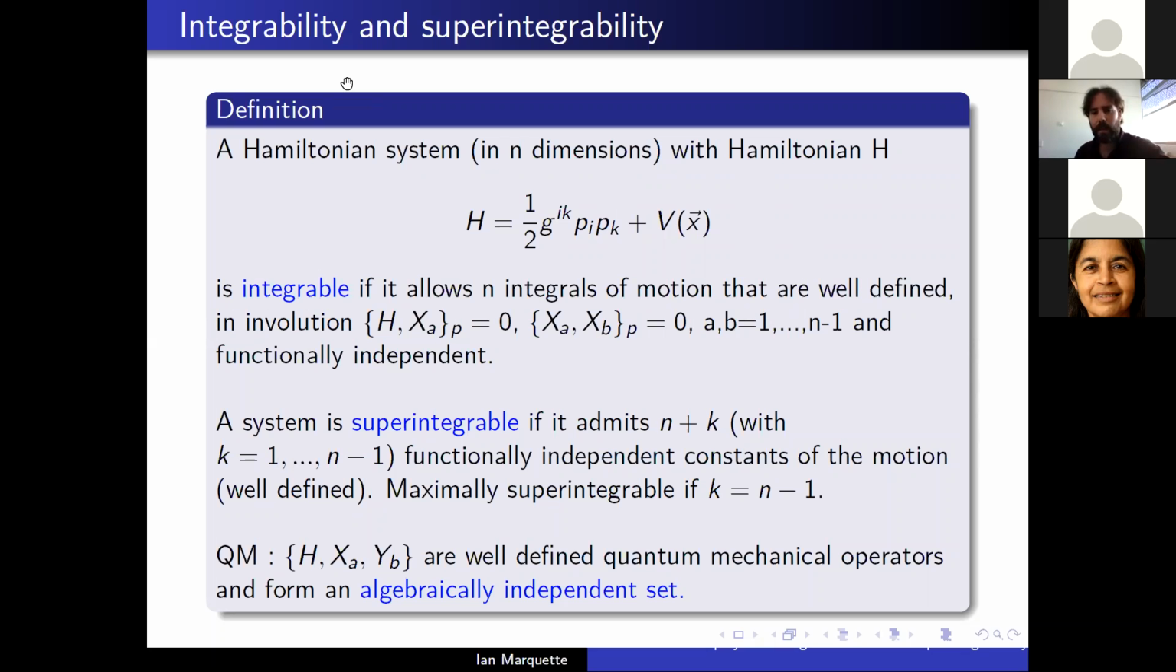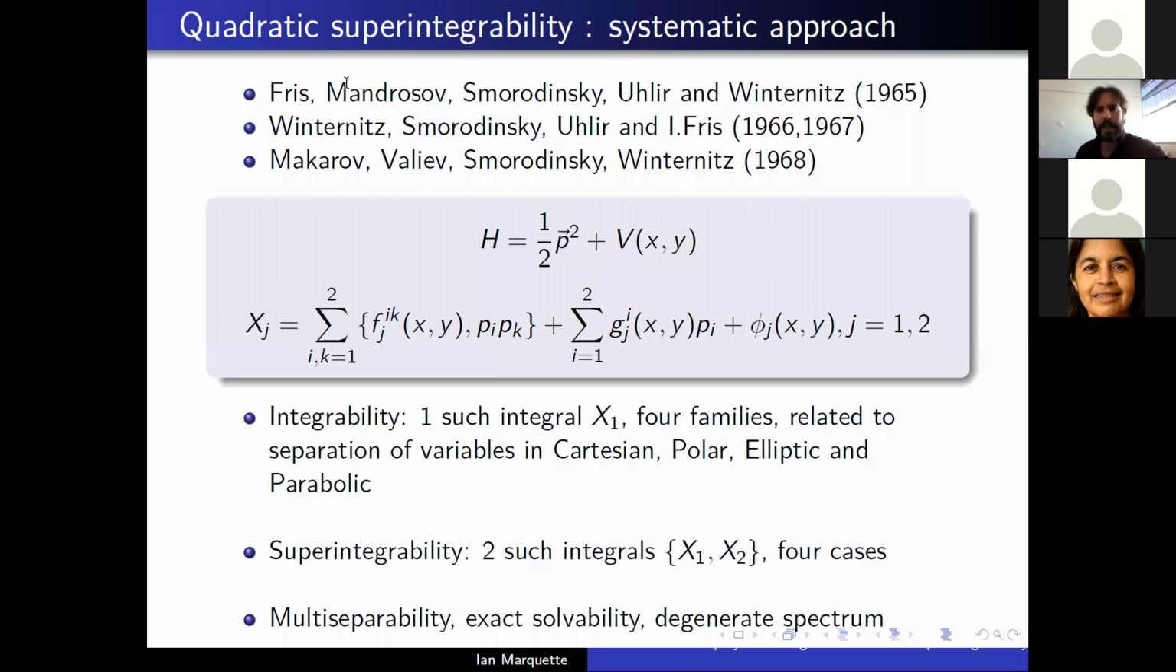In quantum mechanics, you will have quantum mechanical operators, and they will form an algebraically independent set. This can be understood as there is no polynomial involving only anti-commutators, so no Jordan polynomial, among the integrals of motion. And there was a search that was started in the 60s by Winternitz and Smorodinsky, and they classified all the superintegrable systems on two-dimensional Euclidean space with two integrals that are at most quadratic. So this is the meaning of this expression X_g. So you will have quadratic terms, the linear, and you can also have this function phi_g.